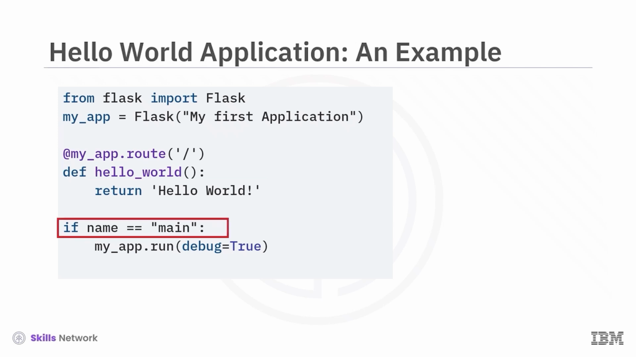Step 6. Add a condition that the web application should run only if the name attribute is set to main. By default, name is set to main unless it is explicitly changed. You can save and run this like any other Python application. Type myapp.run open round bracket debug equals true with capital T close round bracket.